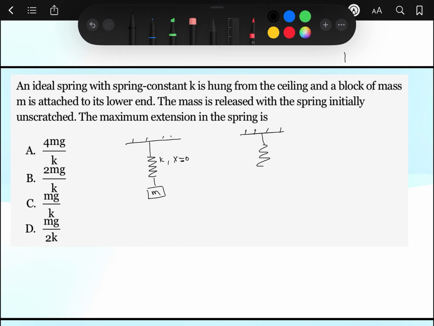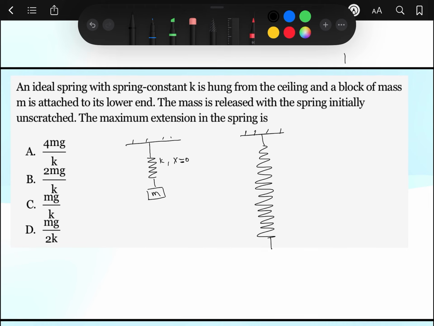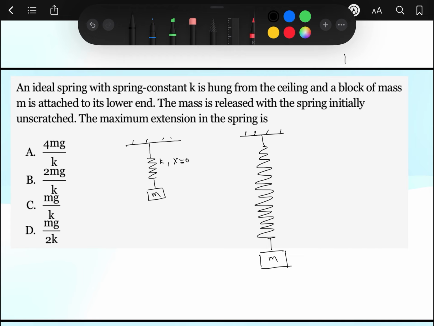Let me draw it like this. This is the extension in the spring and here is the mass M. Let me call the extension in the spring X. Right, so here I can clearly see one situation.